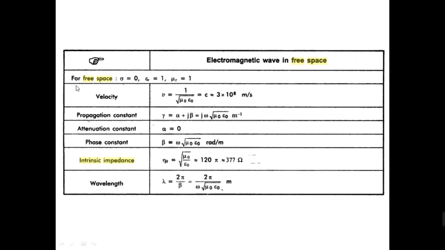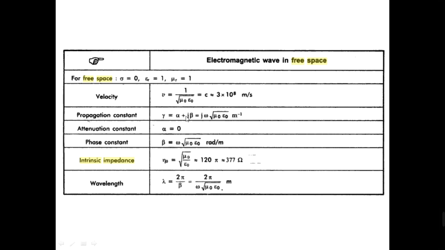For free space, the conductivity is 0, epsilon r and mu r are equal to 1, and epsilon will be equal to epsilon naught and mu will be equal to mu naught. Then the velocity in free space will be v equal to 1 by root of mu naught epsilon naught, which is equal to the velocity of light. And the propagation constant, since conductivity is 0, reduces to j omega root of mu naught epsilon naught.